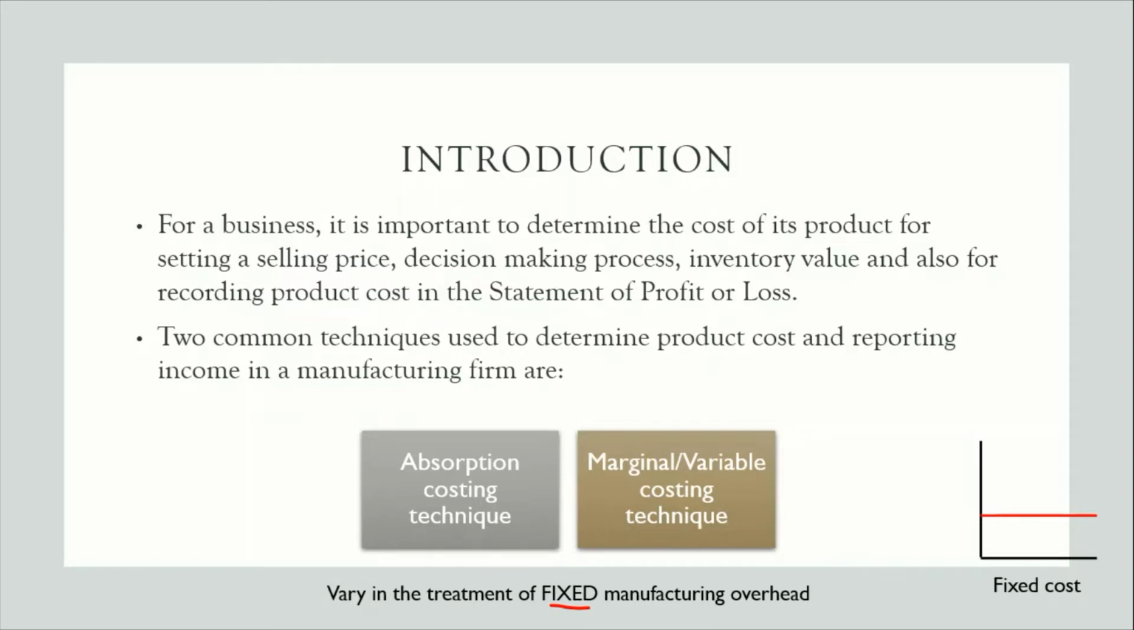If you have forgotten, fixed costs are costs that are constant during the production period. Based on the graph that I've shown here, as well as in your earlier chapter, it is a cost that stays constant during the production period.